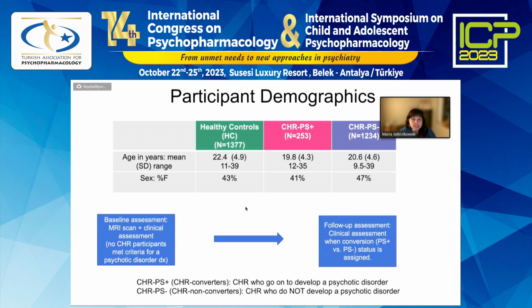And when the participant had the MRI scan back at this baseline assessment, we didn't know whether they would fall into the converter group or the non-converter group, so whether they developed a psychotic disorder versus whether they did not. It's only later on at the follow-up assessment that we assign group status. So this really allows us to look at prediction.